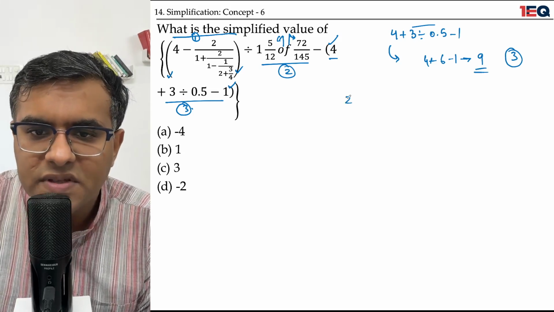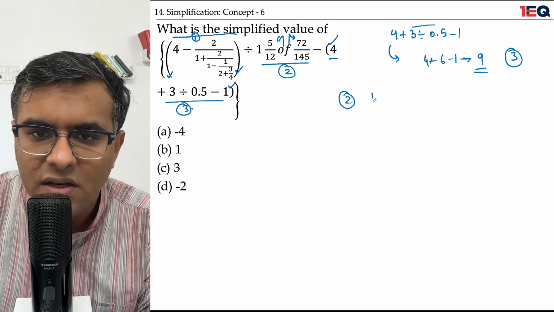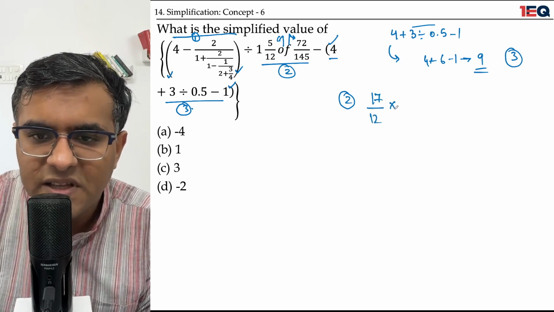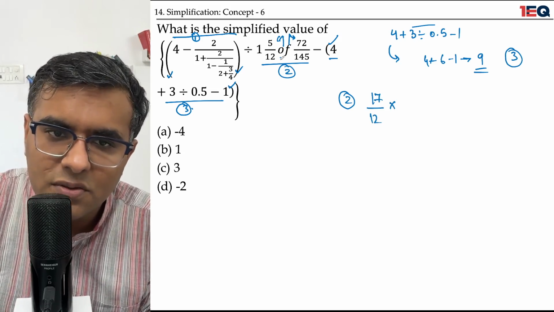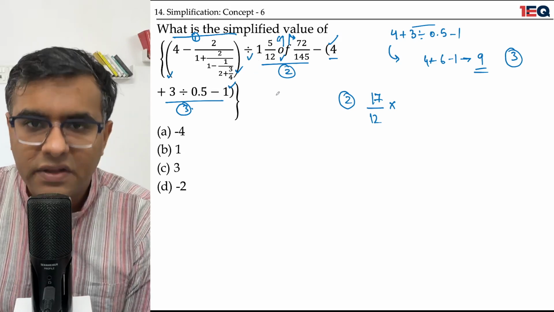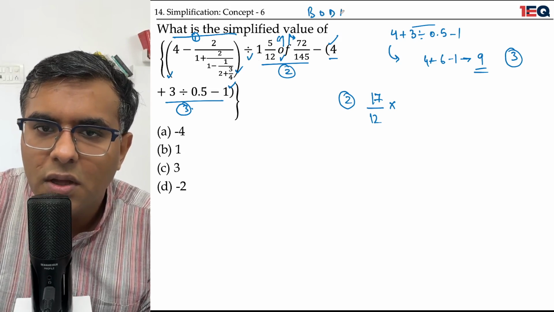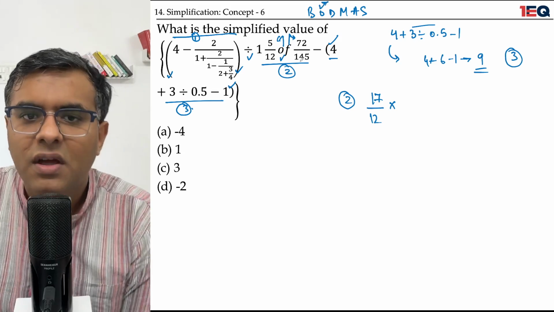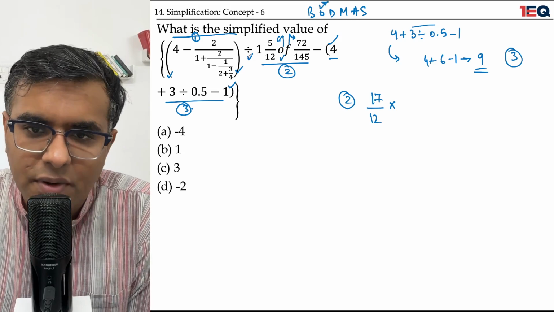Now talking about the second portion of the equation, it says 12 ones are 12 and 17. It says 17 upon 12 of. Of means multiplication and it is of a higher degree. Of needs to be solved before the division. It says BODMAS, BODMAS. So O stands for of and O also stands for order. So O needs to be solved first as compared to the division.